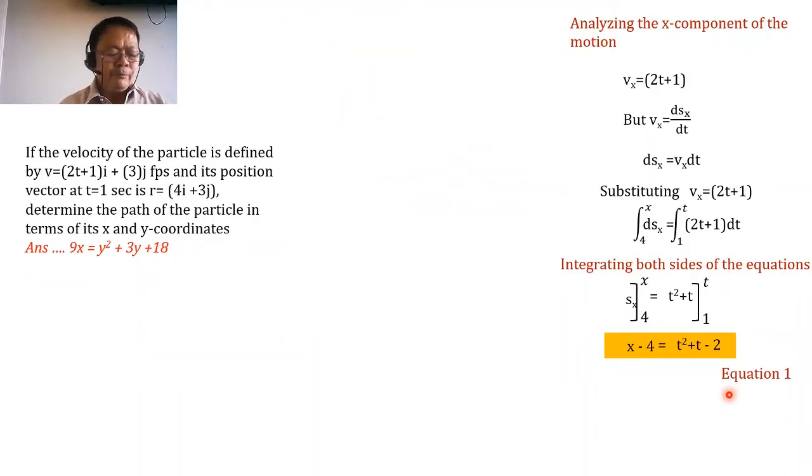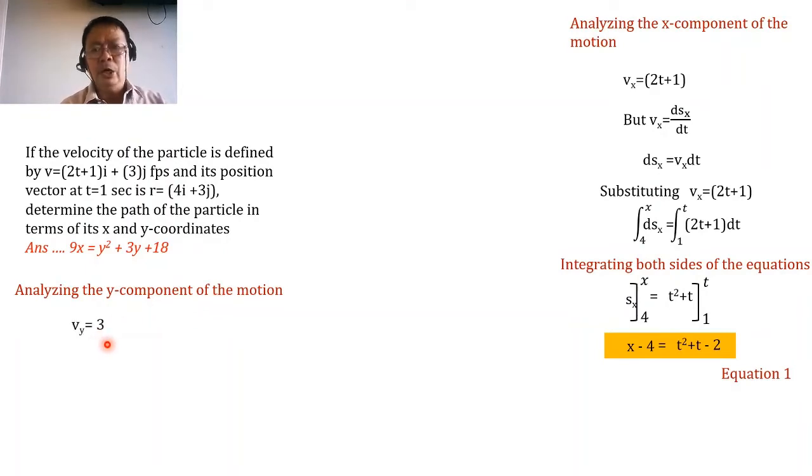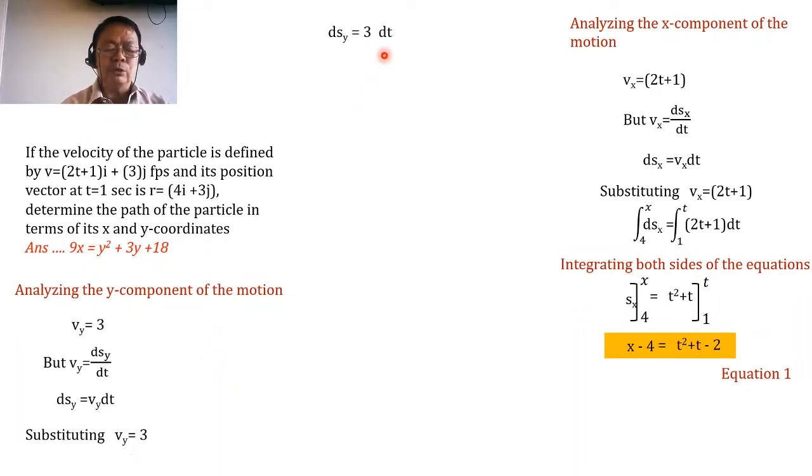Similarly, we're going to consider analyzing the y component of the motion. What is our y component of the motion? We have the v sub y, which is equal to 3. It follows therefore that this is actually a constant. But again, we know that v sub y is equal to the derivative of s sub y with respect to time t. And so from here, we say that d sub s sub y will be the product of v sub y multiplied by dt. If v sub y will be substituted with its value of 3, therefore the equation becomes d s sub y equal to 3 multiplied by dt.